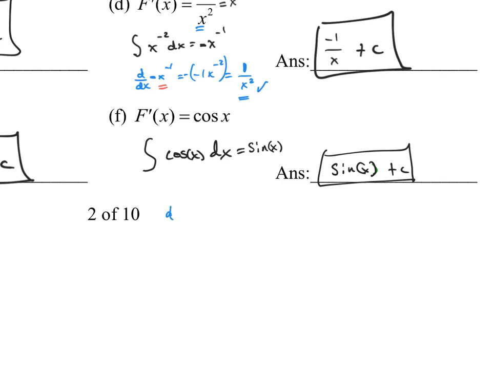How do we know we're right? We'll take the derivative of your answer. What's the derivative of sine of x? And the answer is cosine of x. So I know my answer is correct. I have the right answer.